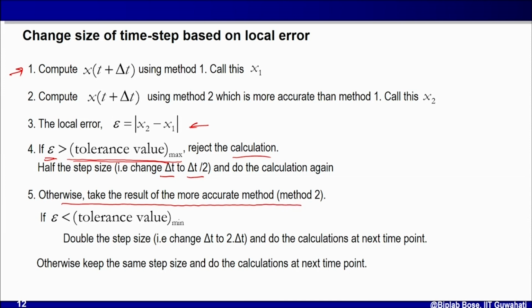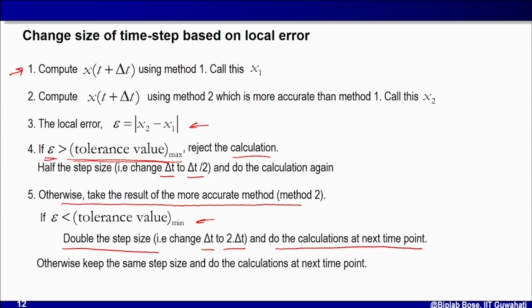Now, if the error is less than the minimum value of tolerance that you will allow, what you do, you increase the time step, because you have realized that the delta t that you are using is giving you a very accurate result. So why don't I increase delta t slightly and see whether that will still allow me to work in a reduced error way. So you double the step size from delta t to 2 delta t and do the calculation for the next time point. Otherwise, you maintain that delta t as the same value.